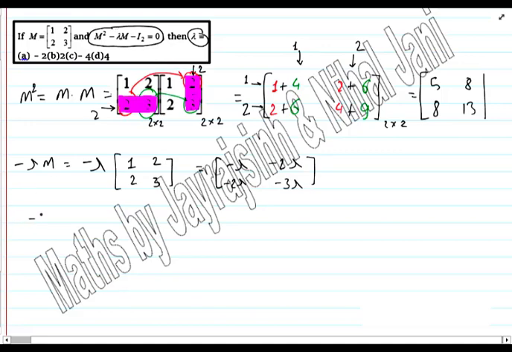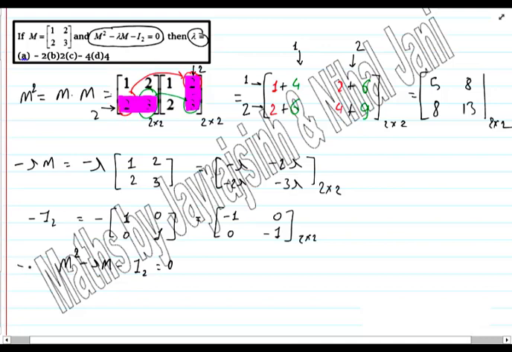Now the last term is minus I2. Actually I2 is the identity matrix of 2 cross 2, which is 1 0 0 1. So here we will get minus 1 0 0 minus 1. Okay, all are 2 cross 2 matrices. So now we are ready to put all the terms in the equation. Our equation is M square minus lambda M minus I2 is equal to 0, right?